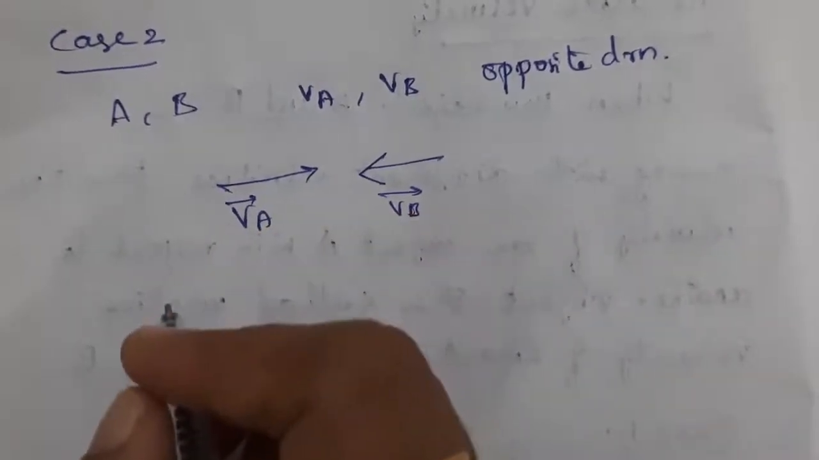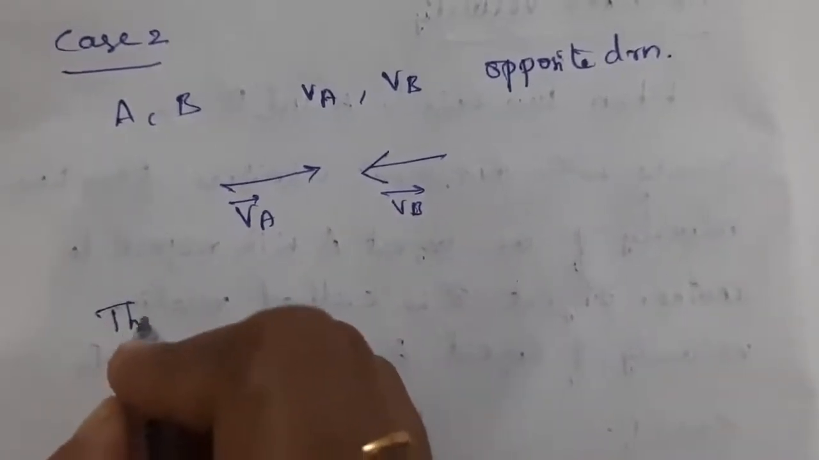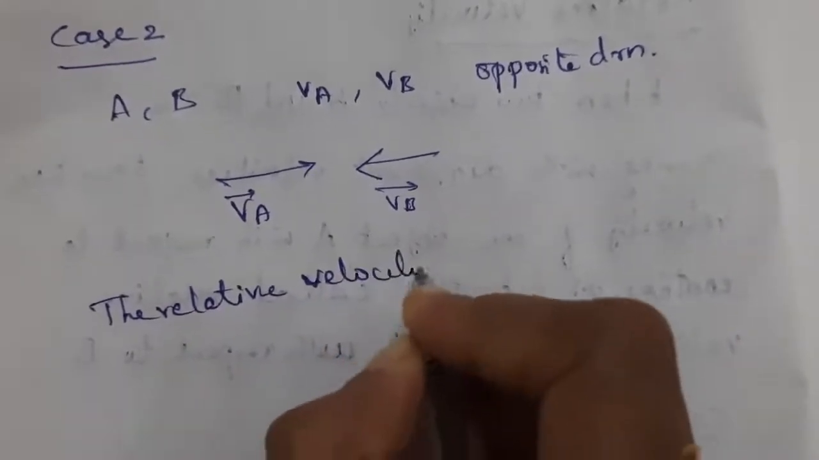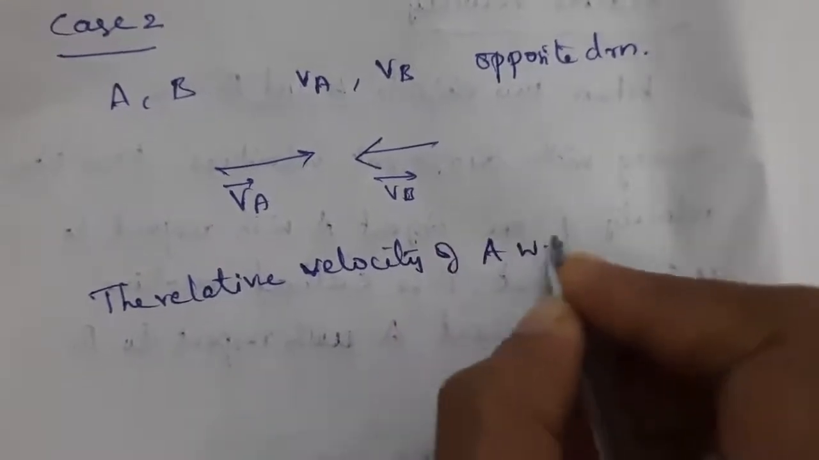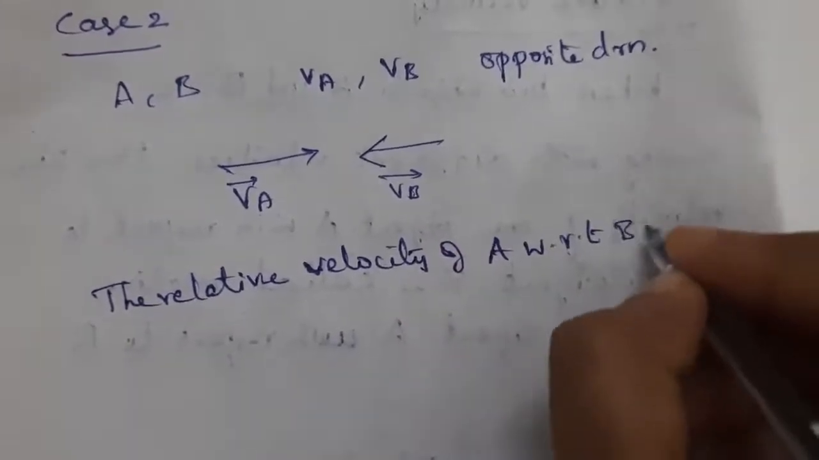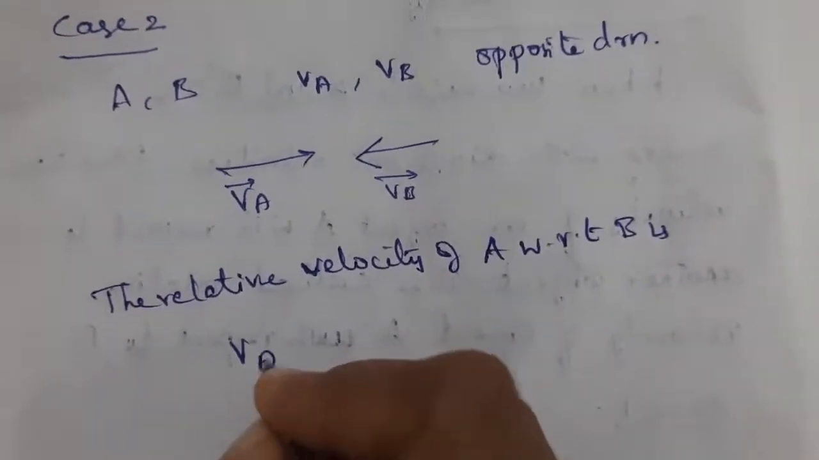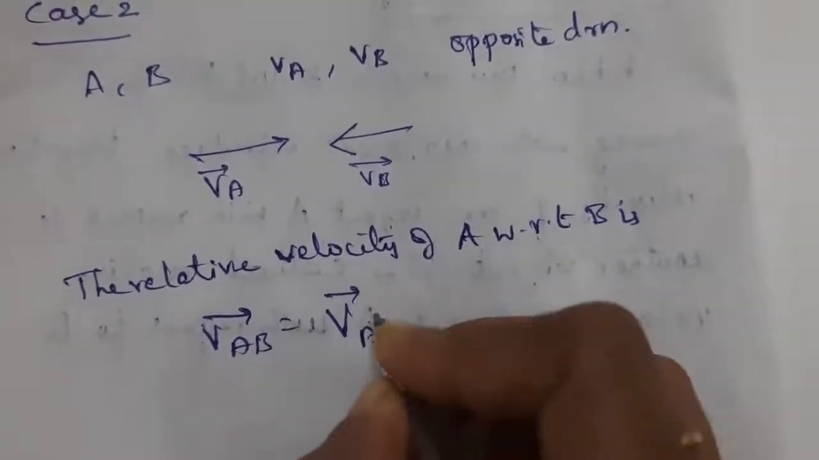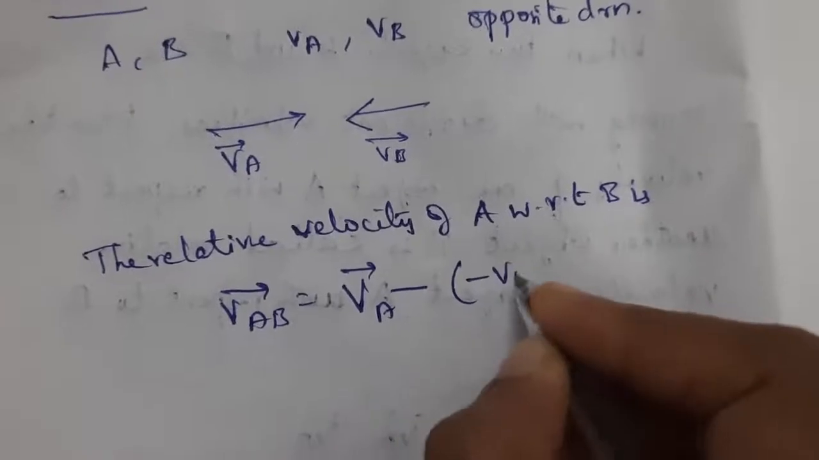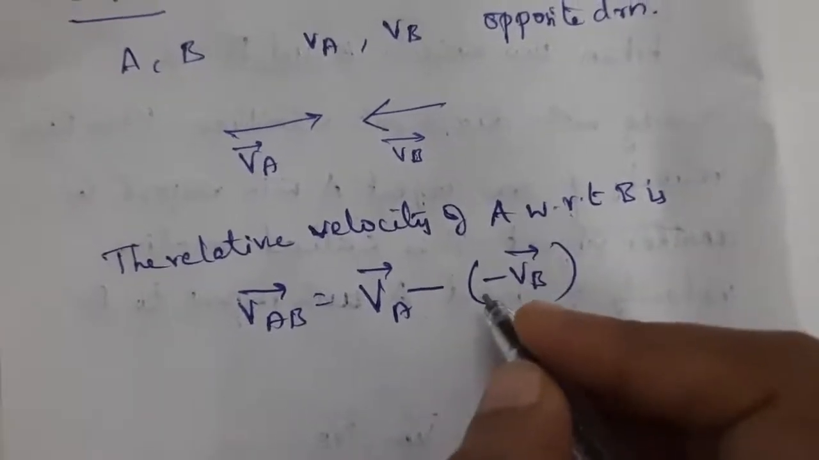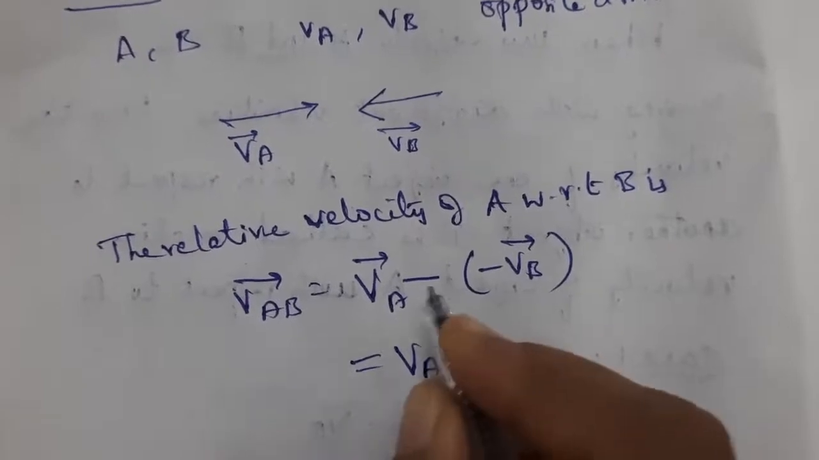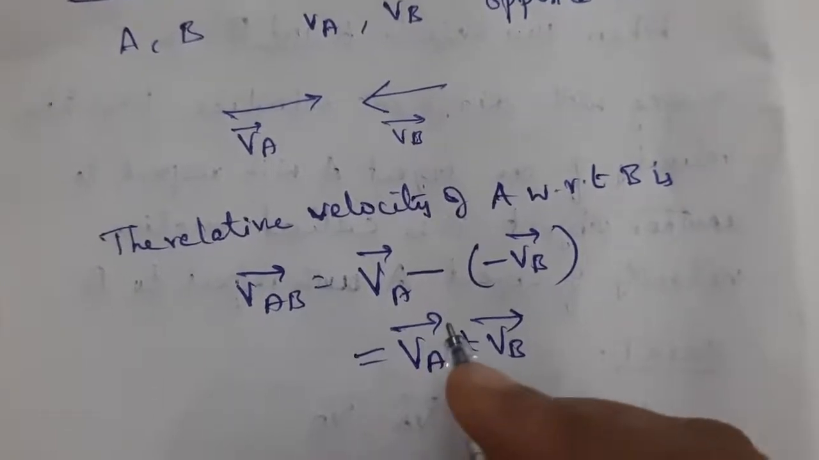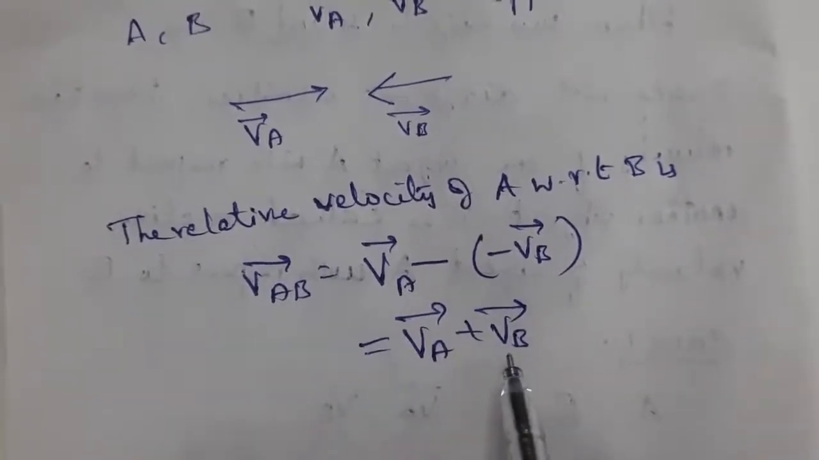So what is the relative velocity? The relative velocity of A with respect to B is VAB equal to VA minus VB, because VB is traveling in the opposite direction. So we can write VA minus into minus, plus. So VA plus VB. Understand? So VAB is equal to VA plus VB.